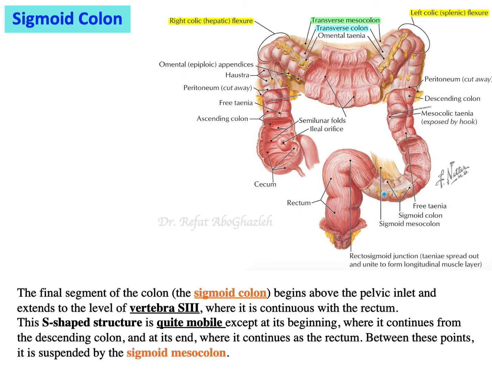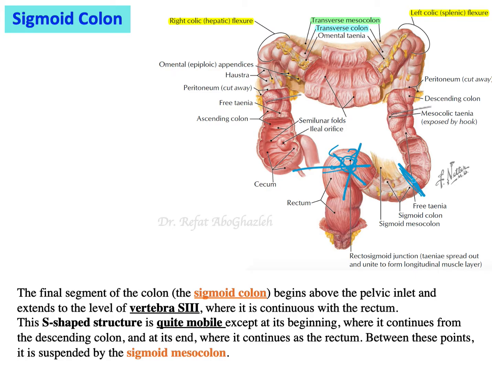This is the final segment of the colon, and it is located just above the pelvic inlet. It extends from the beginning of the pelvic inlet up to S3, sacral vertebra number 3. This is the end of the sigmoid colon and the beginning of the rectum, and we call it the rectosigmoid junction. That means it extends from the pelvic inlet to the S3 vertebra.